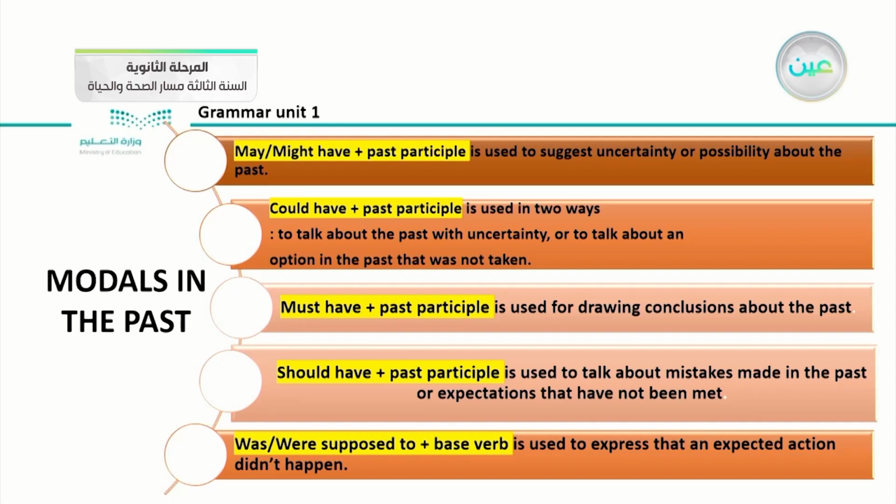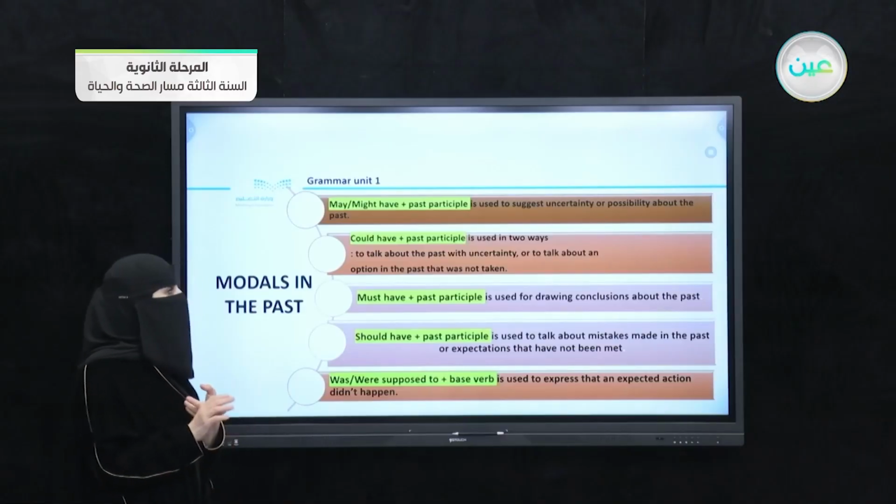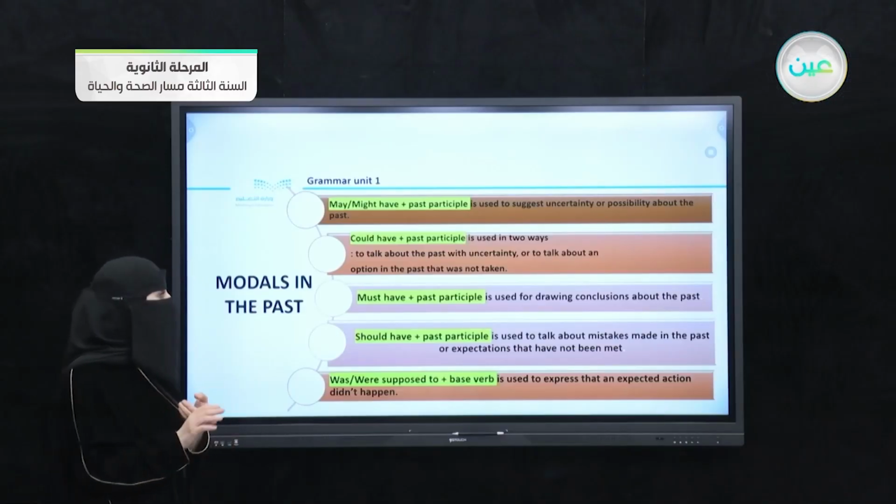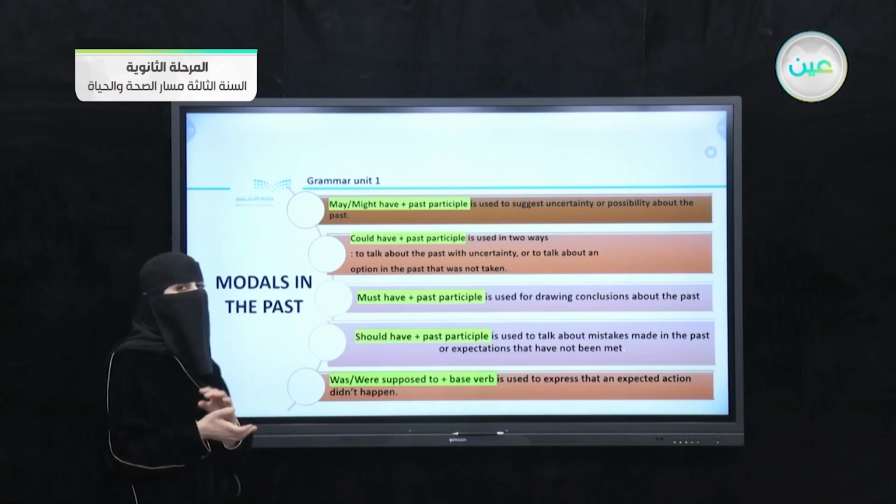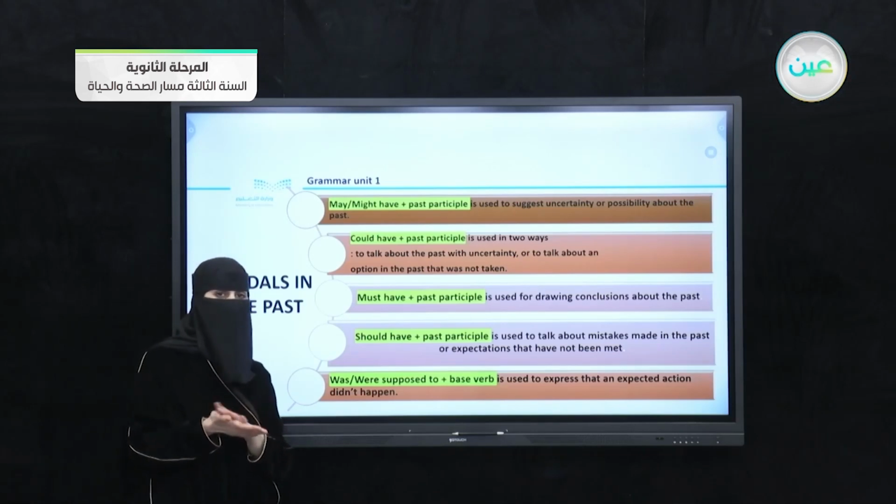Number 2, could have plus past participle. Could have is used in 2 ways. Number 1, we can use it to talk about the past with uncertainty, or to talk about an action in the past that was not taken, which means you didn't do it.